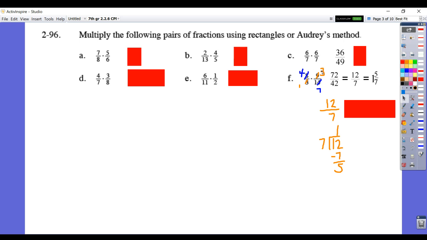If you had not simplified before you multiplied, you would have 72 over 42. Then you would have had to simplify to 12 over 7 and then change to the mixed number. So by simplifying first, you're avoiding working with these very large numbers.